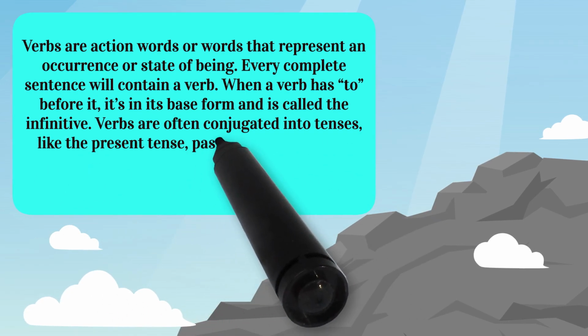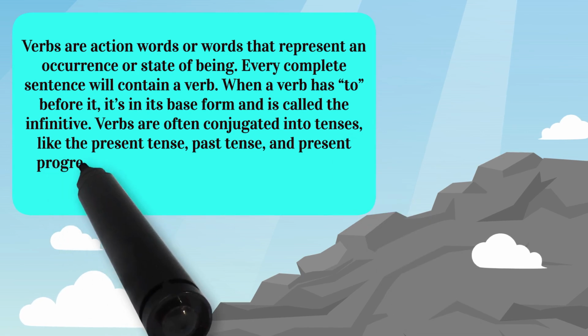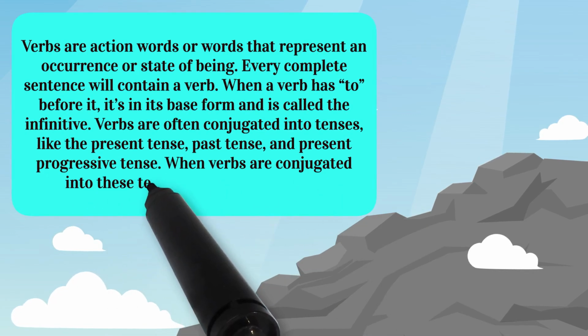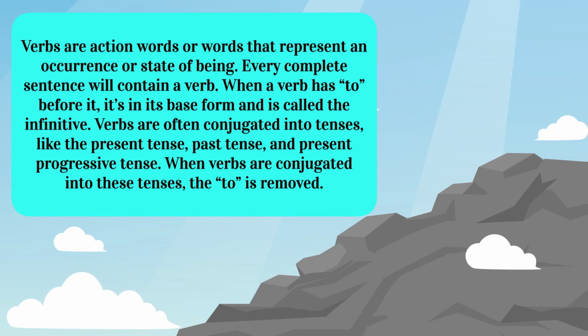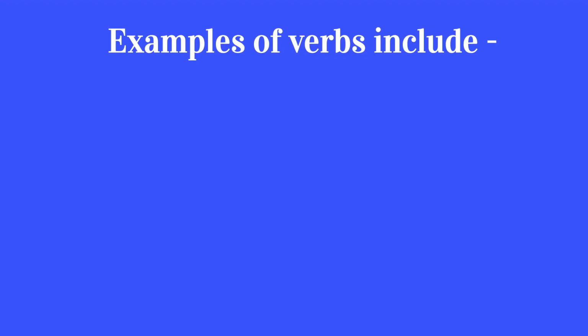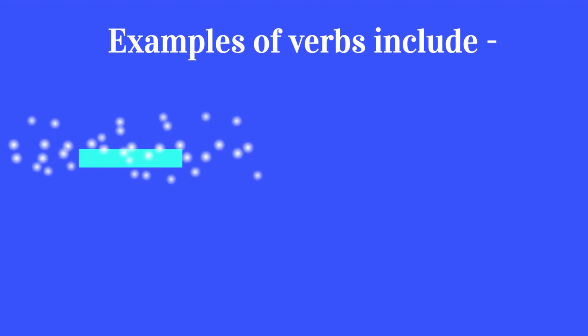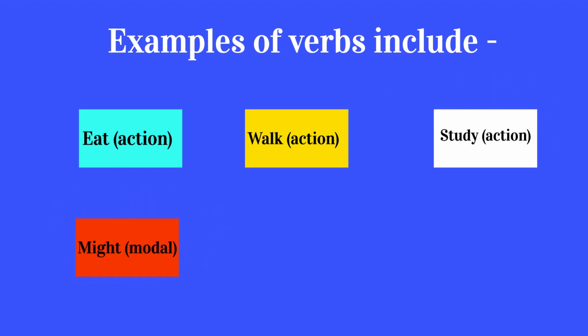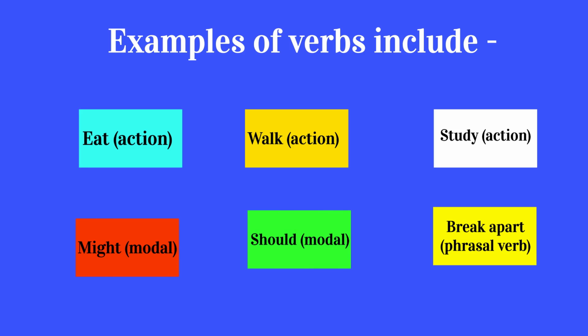Verbs are often conjugated into tenses like the present tense, past tense, and present progressive tense. When verbs are conjugated into these tenses, the to is removed. Examples of verbs include eat, walk, study, might, should, and break apart.